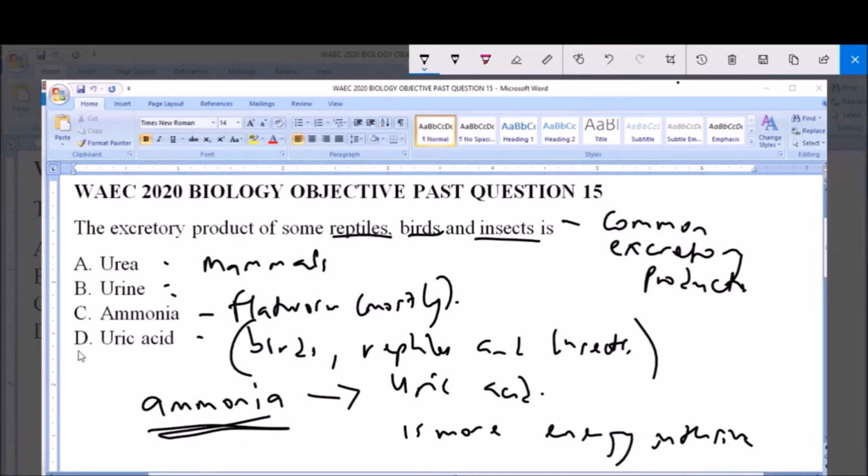So as we have rightly established, option D, which is uric acid, is the excretory product of some reptiles, birds, and insects, and is the answer to this question.